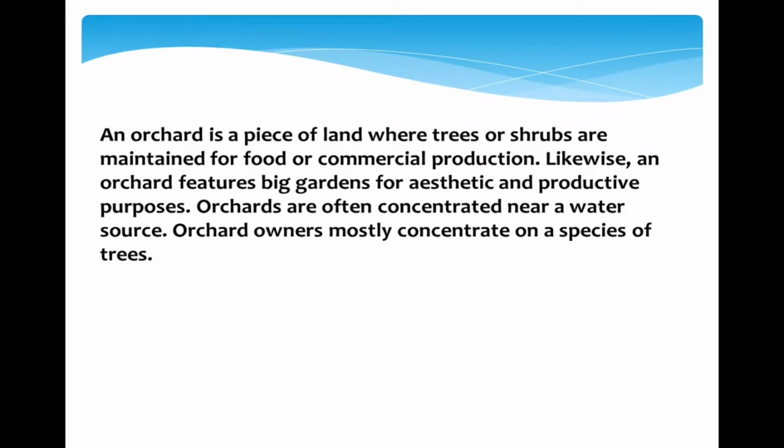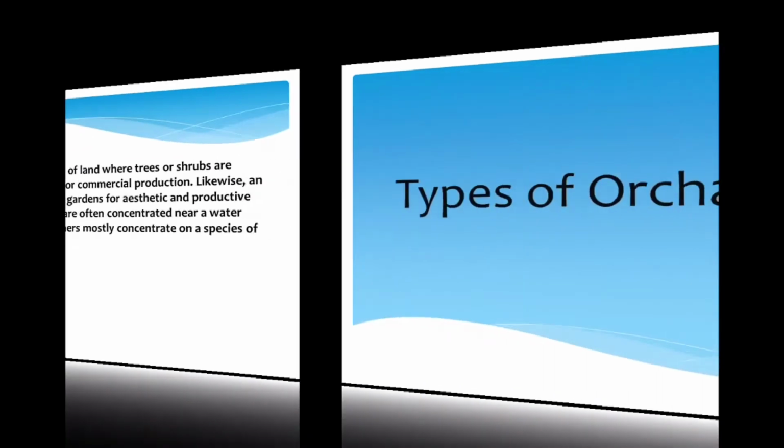So, an orchard is a piece of land where trees or shrubs are maintained for food or commercial production. Likewise, an orchard features big gardens for aesthetic and productive purposes. Orchards are often concentrated near a water source. Orchard owners mostly concentrate on a species of trees.